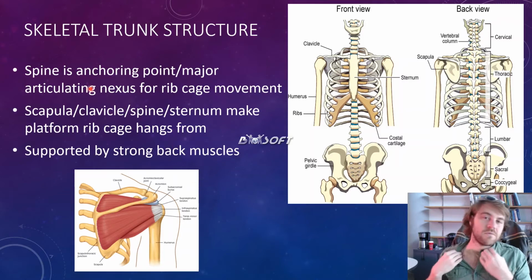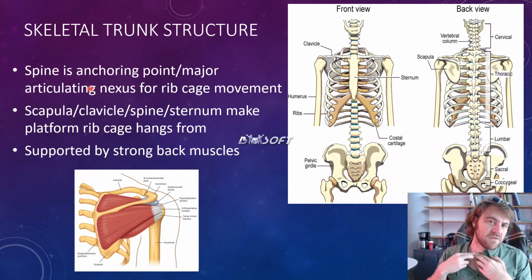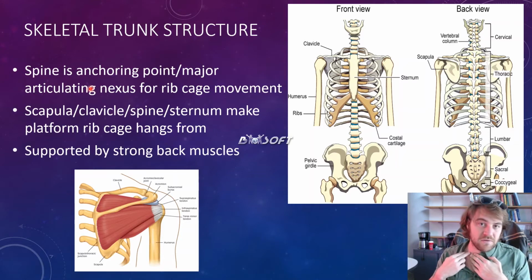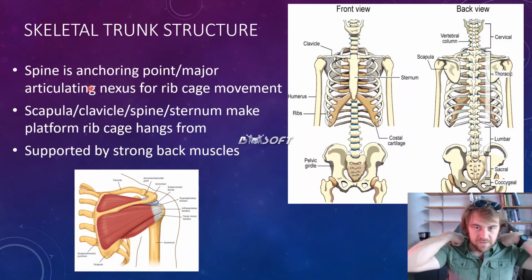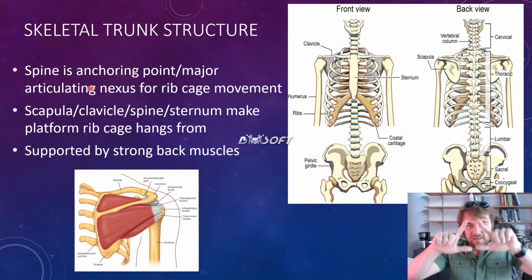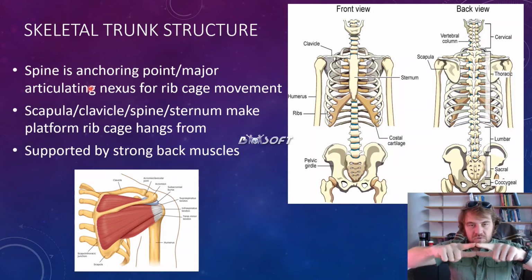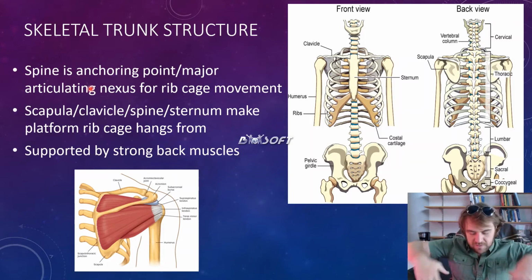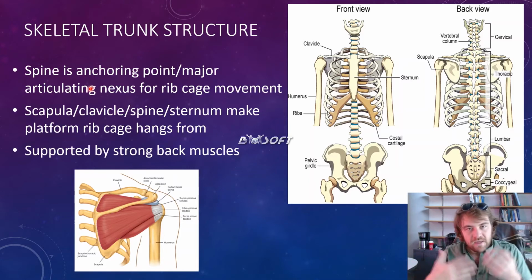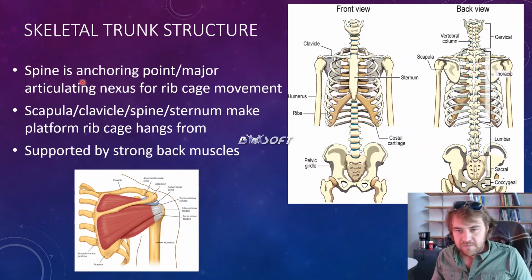The clavicle, which you can feel up here, this is your clavicle right here, also known as your collarbone. The spine, and then the sternum, so the clavicle comes here and connects to the sternum right here. And then your scapula is back here. So these are going to create this kind of A-frame structure that helps support itself. You've got all these pressures pushing against each other to make a nice support system. And then the rib cage hangs from that A-frame support system.